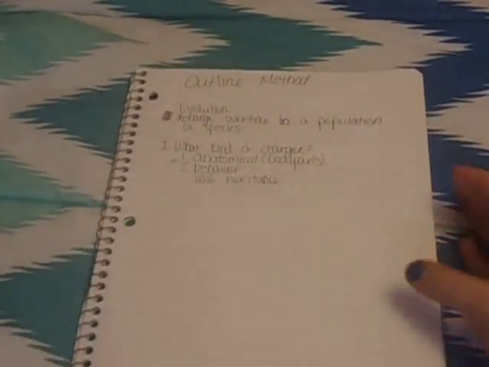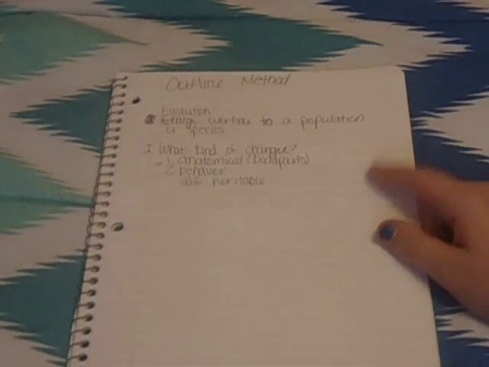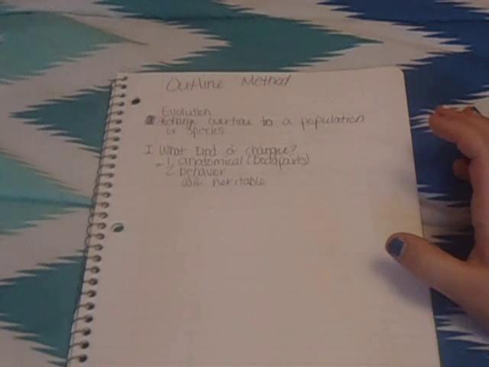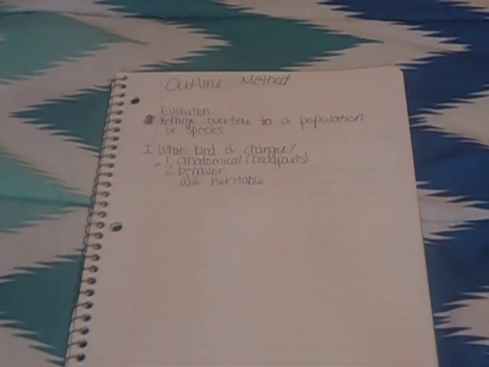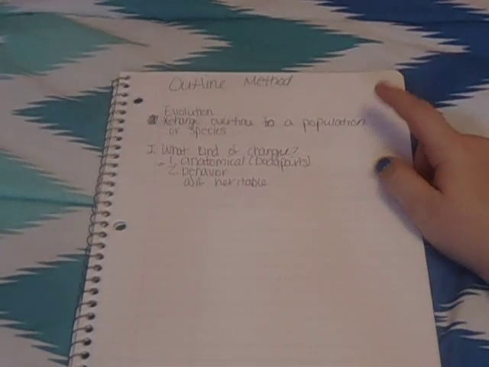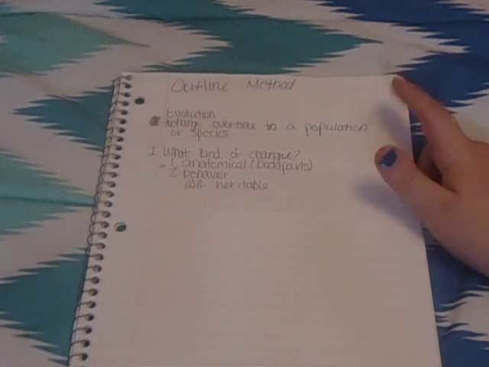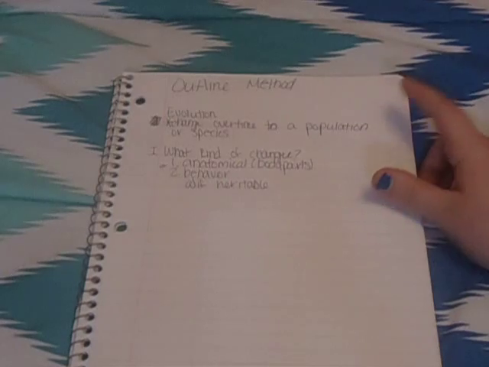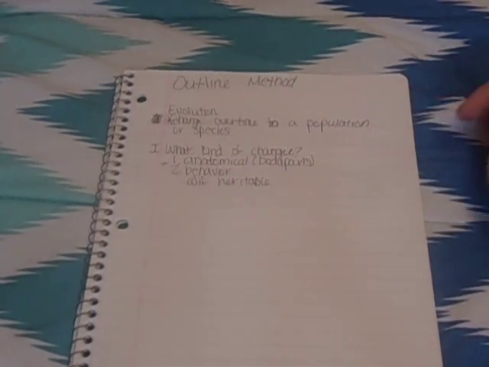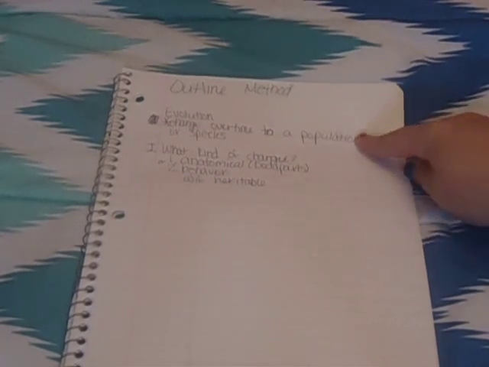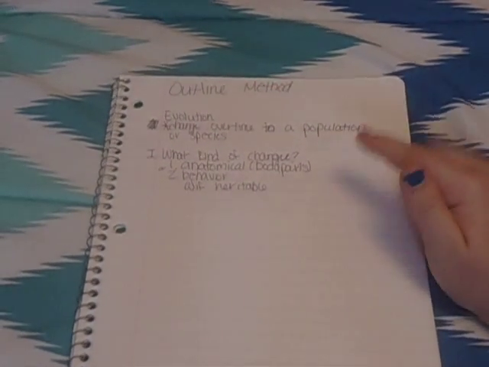So the first method is the outline method, and basically what you're going to do is just have different main topics, and then you're going to explain them. So here, this was just the topic and then what it meant, so I didn't really categorize that. That's just the overall topic of the notes, as well as what it meant. And then this is the first main topic.